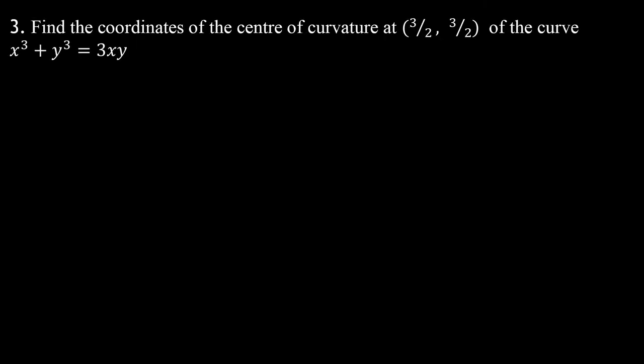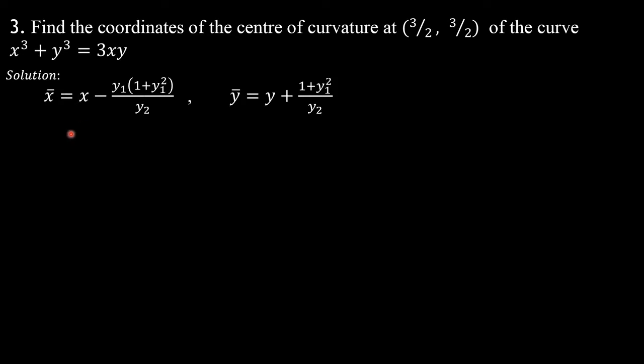Next problem, to find the coordinates of the center of curvature at the point (3/2, 3/2) of the curve x³ + y³ = 3xy. We know that the coordinates of the center of curvature at any point are given by x̄ = x − y1(1 + y1²)/y2, and ȳ = y + (1 + y1²)/y2.